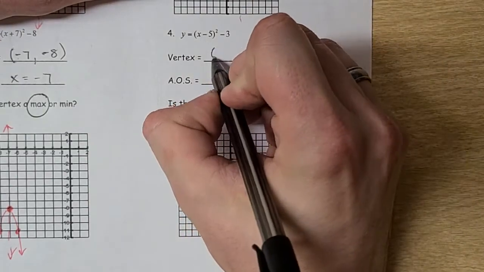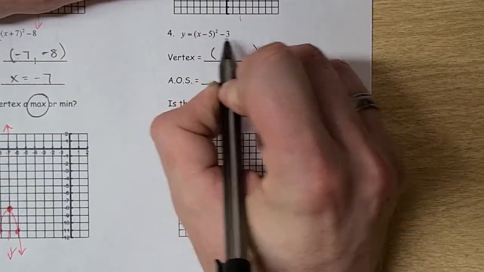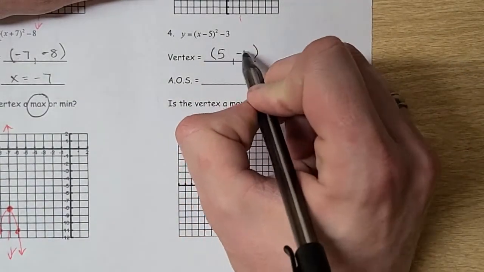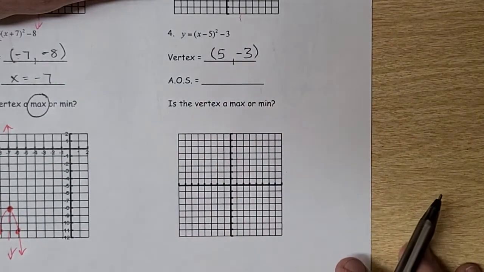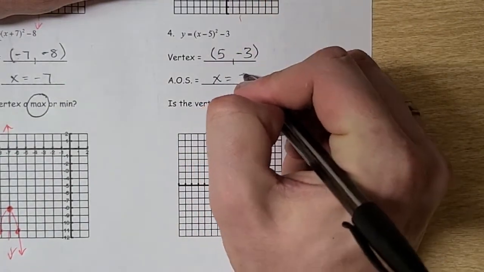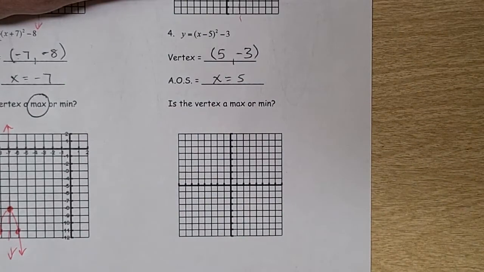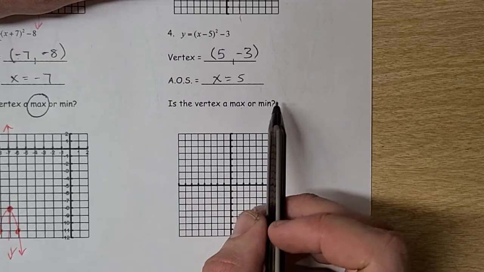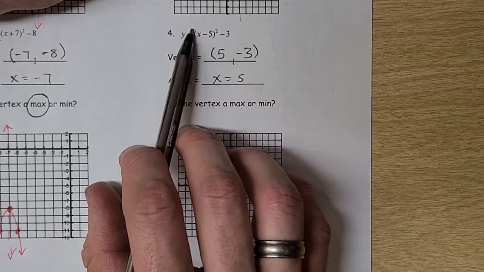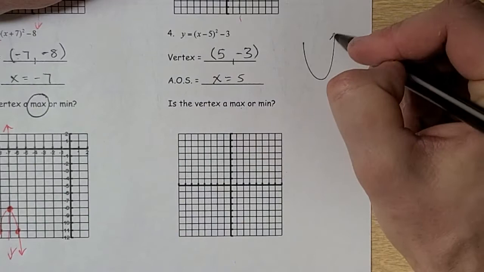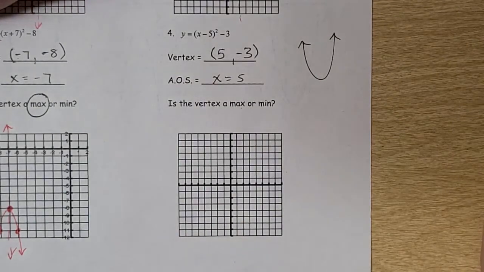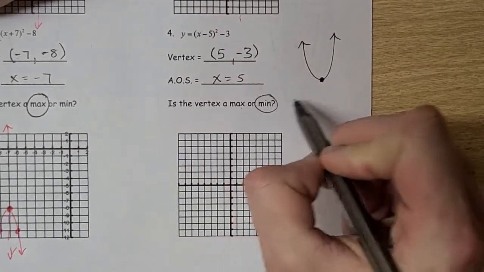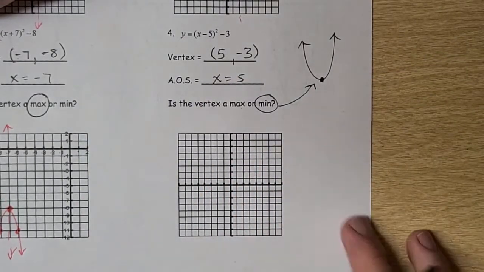All right, so number 4, opposite of the inside, comma the outside. So the inside is a negative 5, therefore the opposite would be positive. The outside is a negative 3, so opposite of the inside, comma the outside. My axis of symmetry is going to be the x part of the vertex. Now, I could actually answer this right now already. Is it a max or a min? Well, since the front here is positive, I know that this parabola is going to be flipped up. I have no idea exactly what it's going to look like, but I know it's going to be flipped up. And therefore, since it's flipped up, I know that the vertex is going to be a minimum.